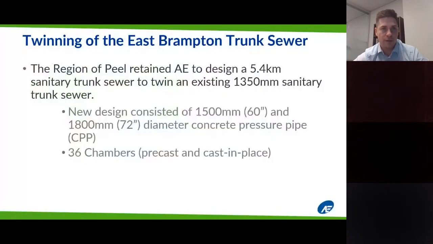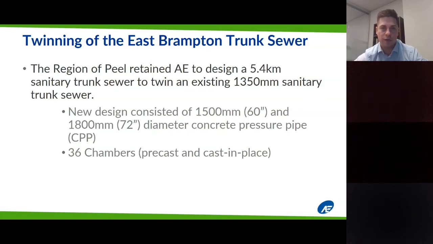For the project overview, the Region of Peel then retained AE to design the 5.4 kilometer sanitary trunk sewer to twin the existing 1350 trunk sewer. The new design consisted of 1,500 millimeter and 1,800 millimeter diameter concrete pressure pipes.